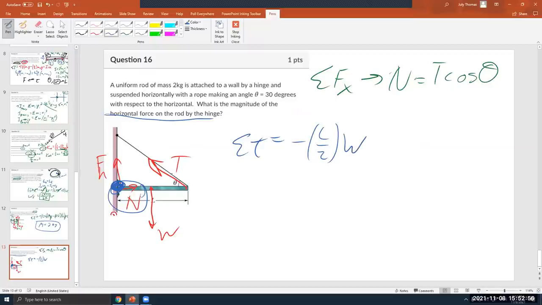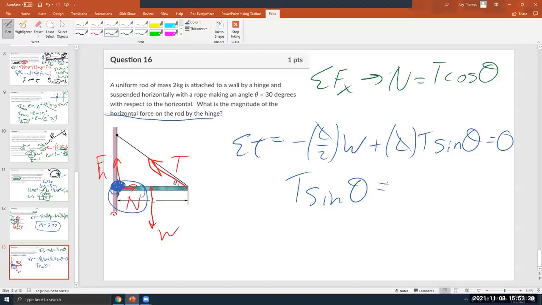The only other torque is going to be from the tension. That's giving me a counterclockwise rotation, so that's a positive torque. That tension is located a distance L from the hinge. And then I have T, and here's where I need to use my sine of phi, where phi is the same as that constant theta. Again, everything is in equilibrium, so this is equal to zero. Since that's equal to zero, you can cancel out the L's, and you get T sine theta is equal to W on 2.